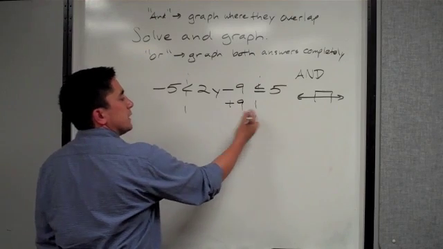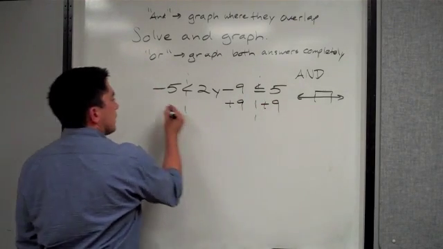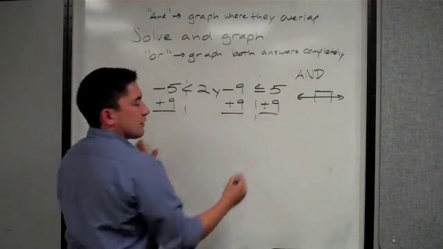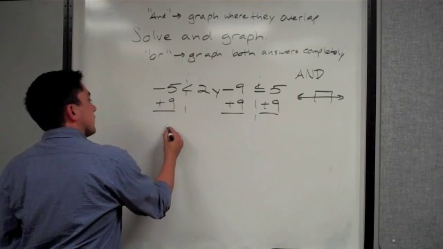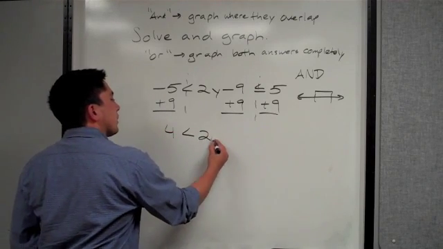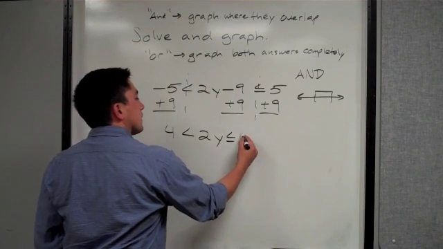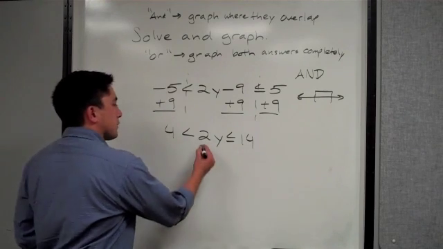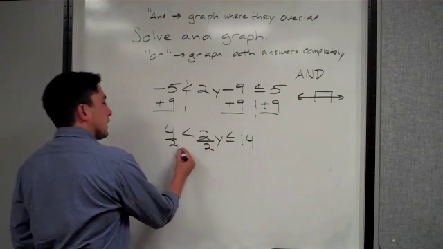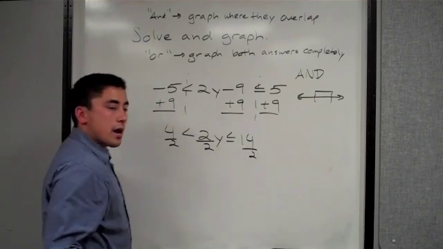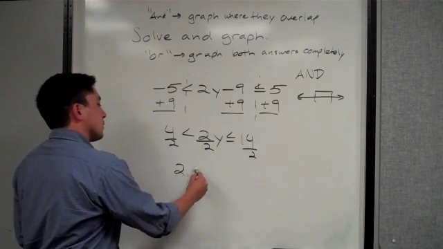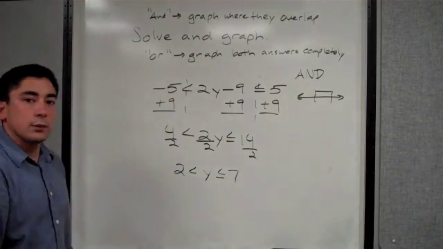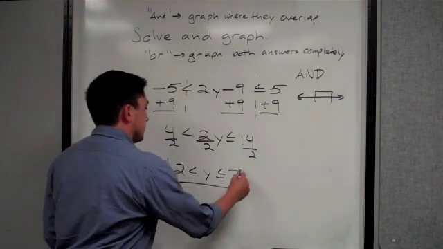So since we added 9 here, we have to add a 9 there, and add a 9 on the left. Left, middle, right. So that gives us 4 is less than 2y, which is less than or equal to 14. And lastly, we need to get the y by itself, so we divide by 2. In the middle, on the left, and on the right. So you have 2 is less than y, which is less than or equal to 7. Now that we have y by itself, there you go.